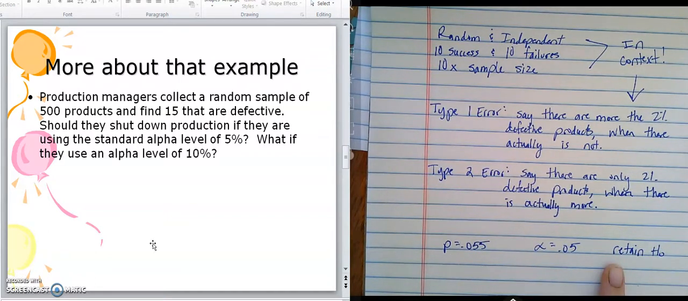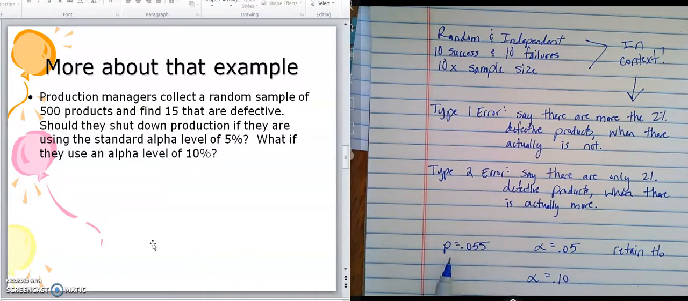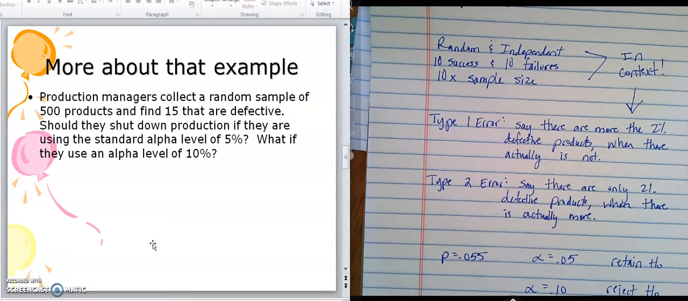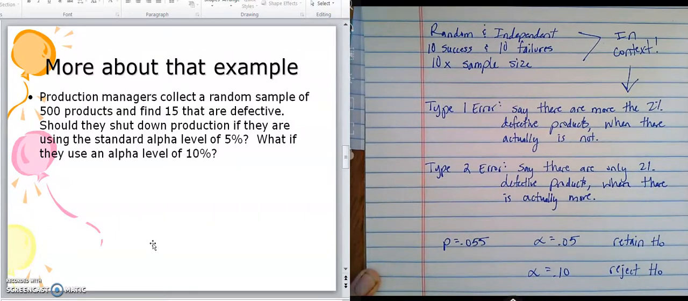So in this situation, that means I am saying that yes, I only have 2% defective products. I can continue my assembly line. However, if my alpha level was 10%, now my p-value is less than my alpha. I am going to reject the null, which says there are more than 2% defective products. I need to stop this assembly line, fix the problem, and keep going. So depending on which alpha level you're looking at may change your answer. So be careful here.